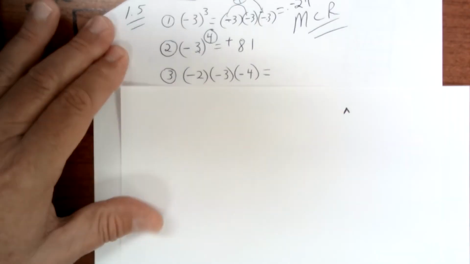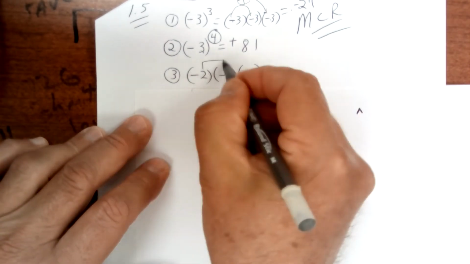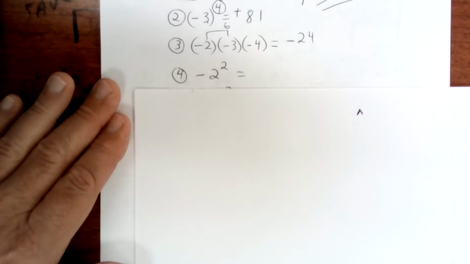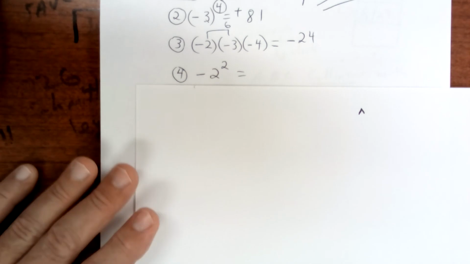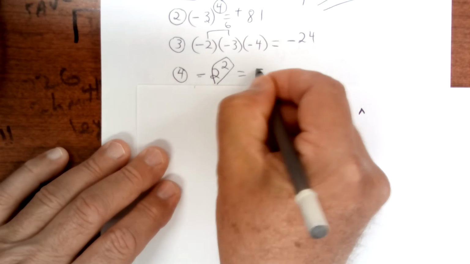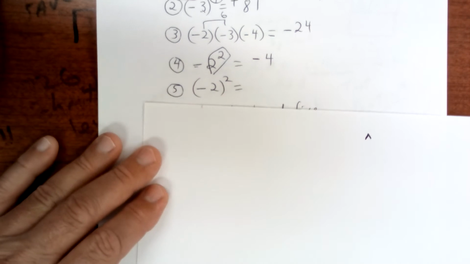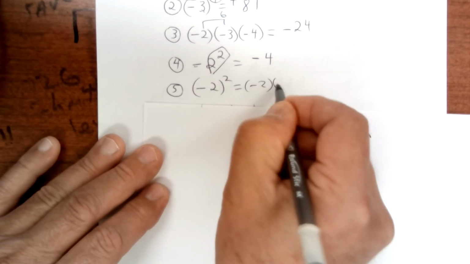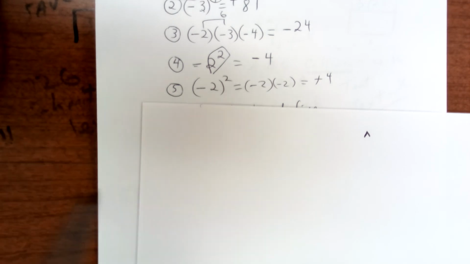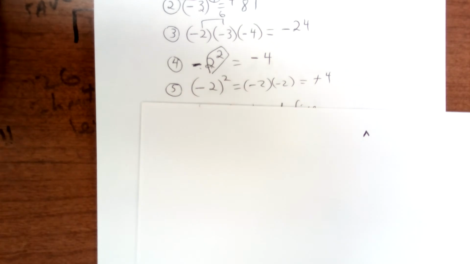This one right here, I have 3 negatives. That's odd, so that's going to be a negative. 2 times 3 is 6, and then 6 times 4 is 24. Let's keep moving. This one right here is kind of tricky, so be careful with this one. This one, only the 2 is squared, not the negative. So it's going to be 1 negative, and then 2 squared is 4. But this one, you have the negative squared as well, so that gives you a positive 4. Real tricky here, okay? Here, only the 2 is squared and not that negative. I know that seems weird, but that's the way it is.